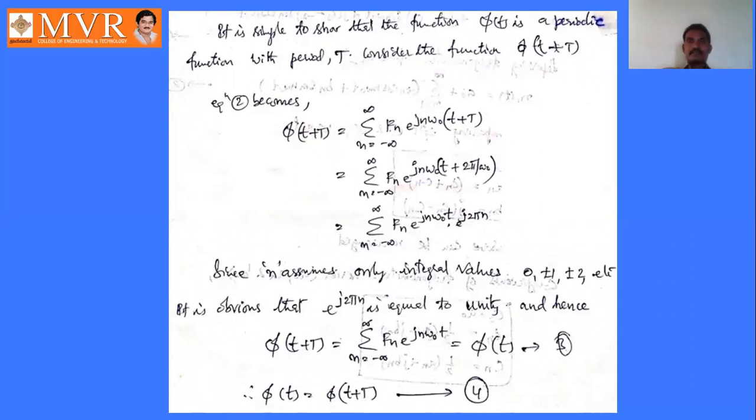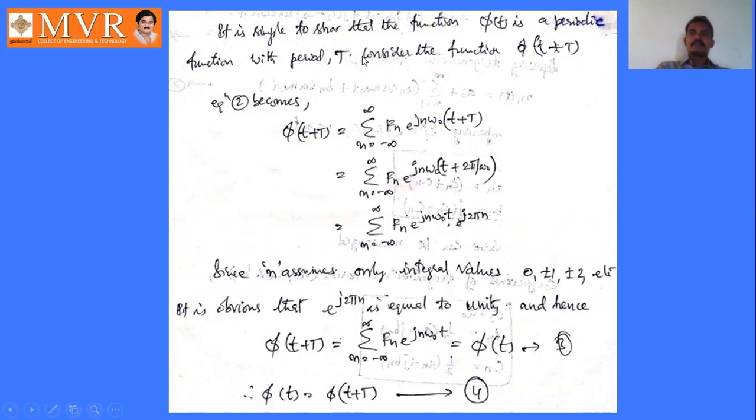Any function x of t, if you want to show x of t as a periodic function, then it has to satisfy the condition x of t is equal to x of t plus capital T for all values of t. Here also phi of t can be shown as a periodic function. If it is a periodic function, then the right side of equation number 1 is also a periodic function, right? So that's why we are showing this phi of t as a periodic function.